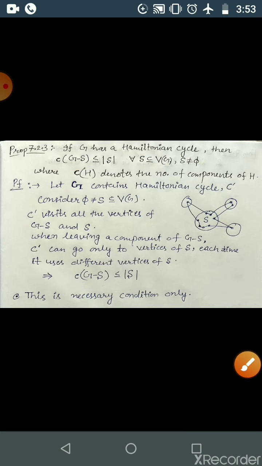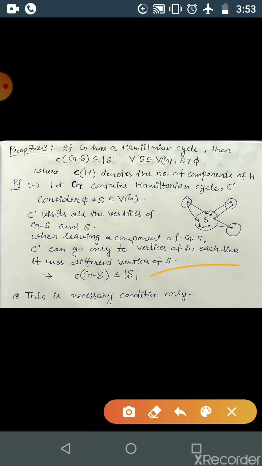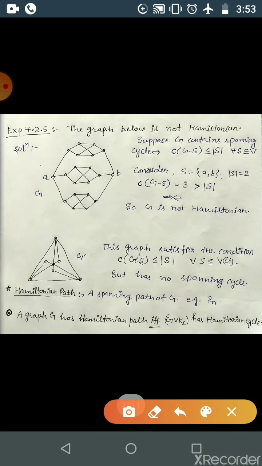So here you need to consider some set S, and then you need to count the number of components of G minus S. If we want to show this graph is not Hamiltonian, we just assume that G contains a spanning cycle. That is, suppose G is Hamiltonian, then it will contain some Hamiltonian cycle, or you can just say it will contain some spanning cycle. So by the last proposition we have this result, that the number of components of G minus S will be at most the cardinality of S, and this holds for all non-empty sets of vertices, correct?